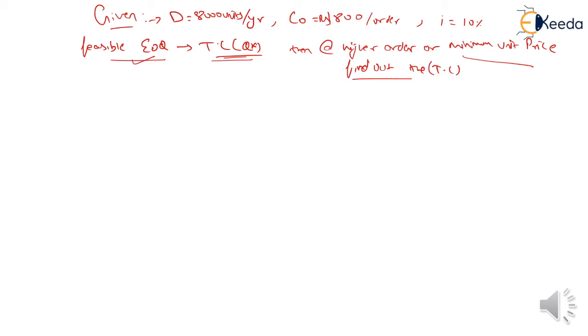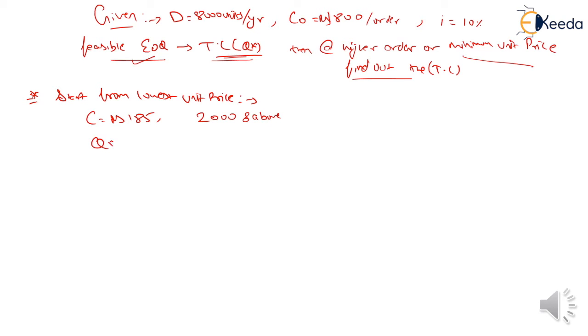What is the concept here? Which concept is used? Okay, so first of all start from the lowest unit price. In the given table the lowest unit price is rupees 185, and the lot size is given as 2000 and above.